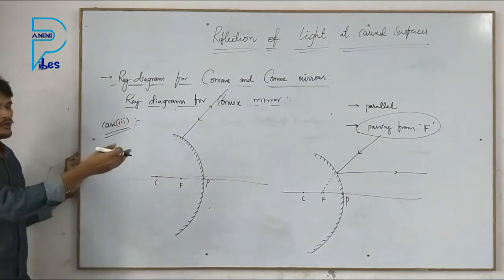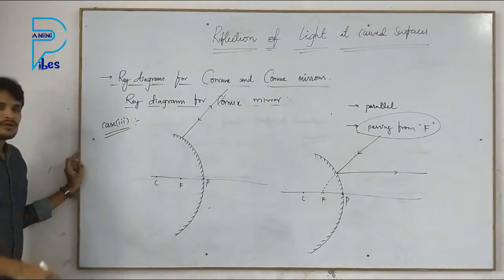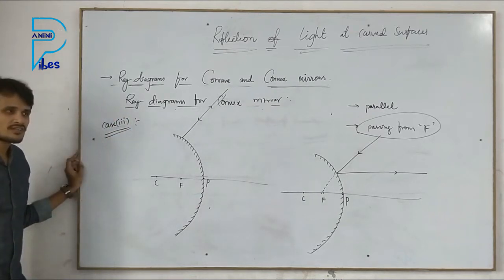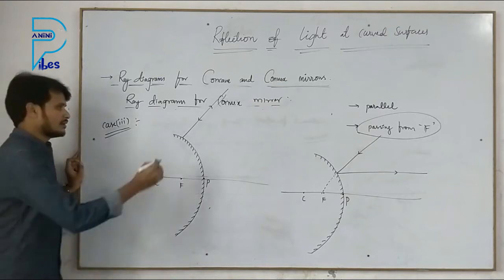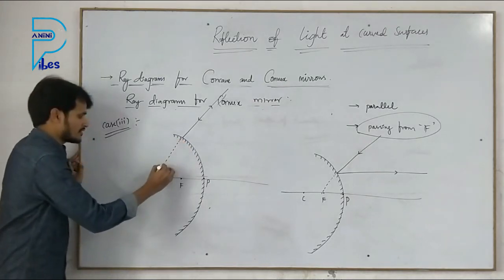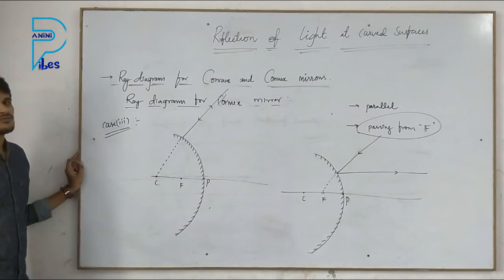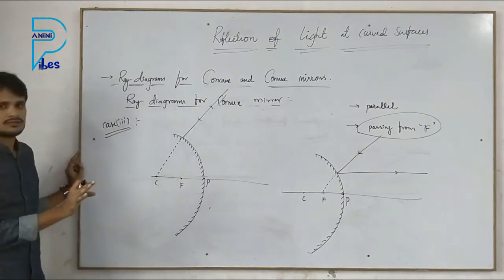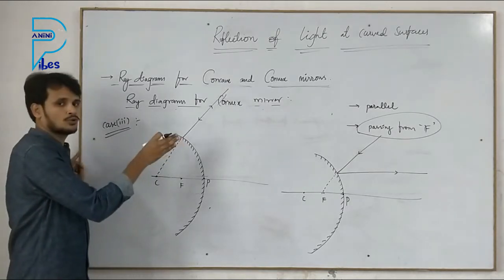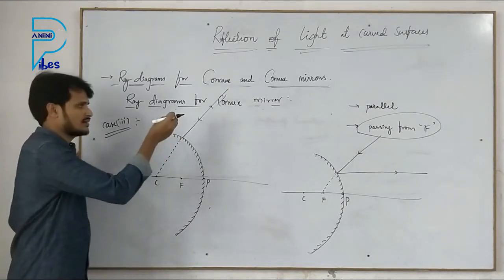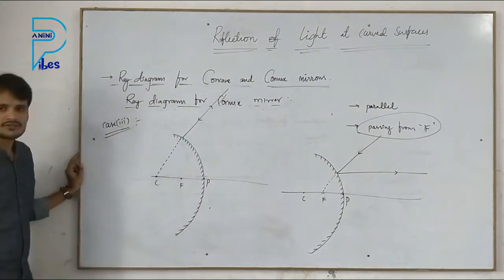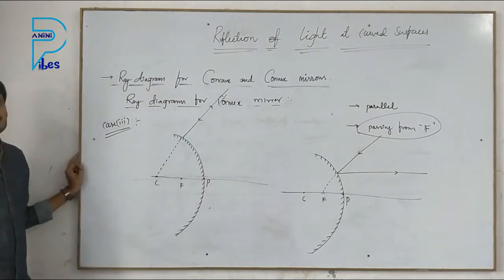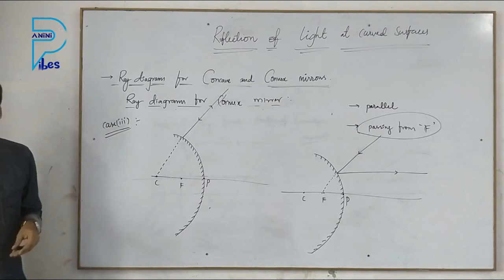Just as in the concave mirror, when the incident ray is passing from the center of curvature, the reflection also passes through the center of curvature. Similarly here, if the ray is coming from the center of curvature, the reflection also takes place along the center of curvature only. So in this case we are able to see only one ray, but that ray contains two rays, the reflected ray as well as the incident ray. These are the 3 ray diagrams for a convex mirror.